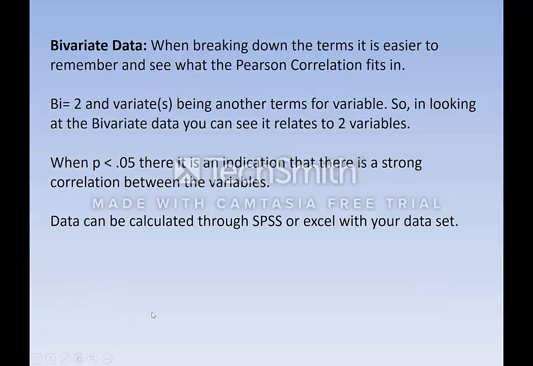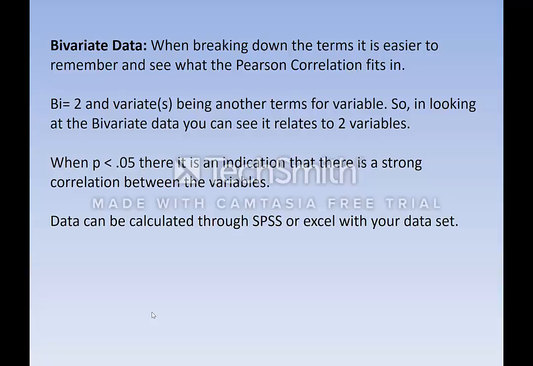Another term that we're going to familiarize ourselves with is bivariate data. One of the reasons why we're going to discuss bivariate data is that in Excel or SPSS, this is one of the areas where we can calculate the Pearson correlation, and we'll go through the bivariate data. If you look at the term, bi meaning two and variate meaning another term for variable. So when looking at bivariate data, you can see that it relates to two variables.